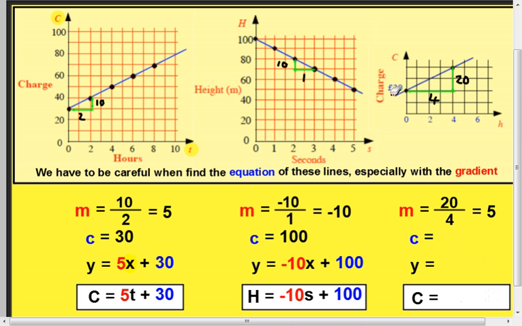You can see the intercept here is going through 20, and we just feed it into y equals mx plus c, so 5x plus 20. Lastly, again the y-axis is c, so we put a c first, and the x-axis has got an h, so c equals 5h plus 20.